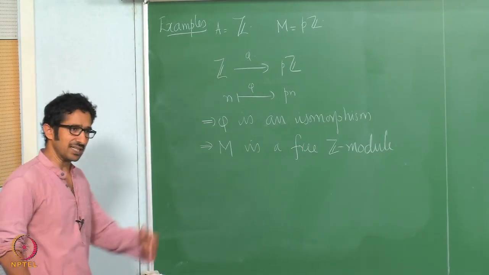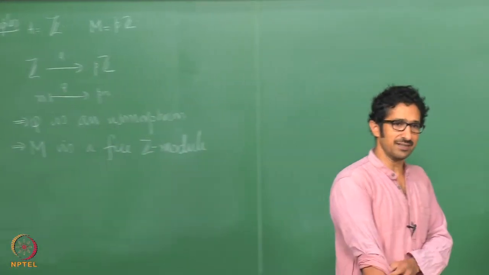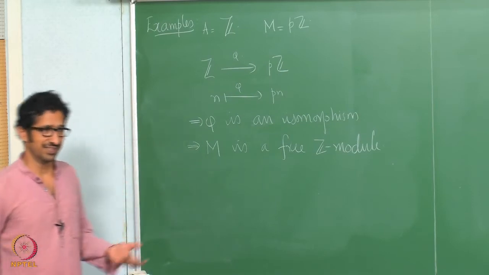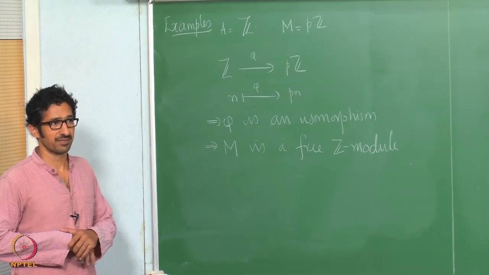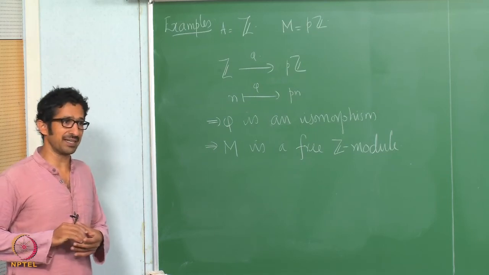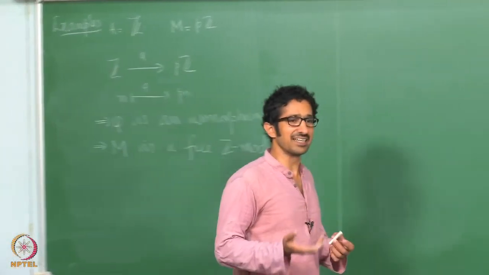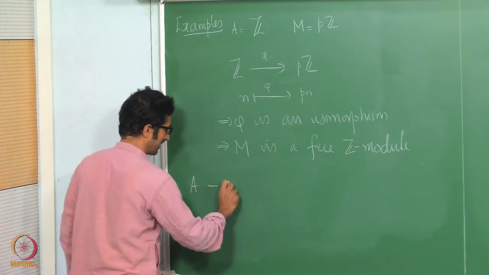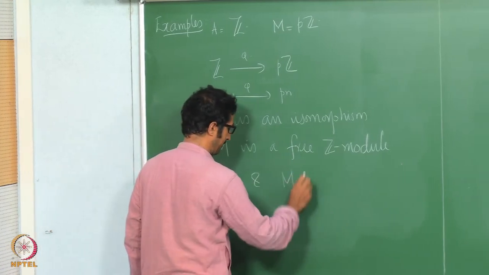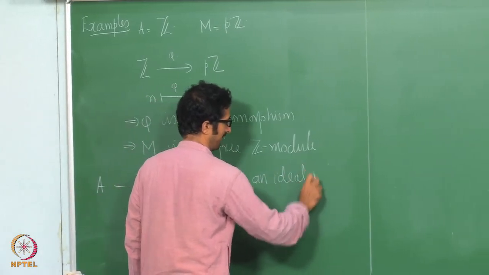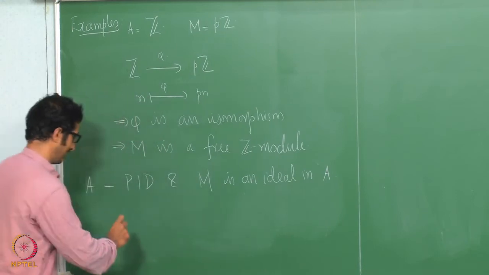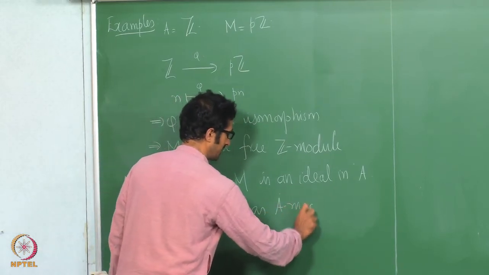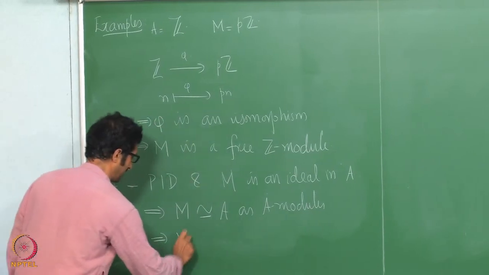Okay. Can you say this more generally? Instead of Z, can you replace Z by some special kind of ring, any integral domain? If you take any principal ideal domain and take any ideal in the principal ideal domain, that will be a free A module. So A is a PID and M is an ideal in A, then M is isomorphic to A as A modules. So that implies M is free.